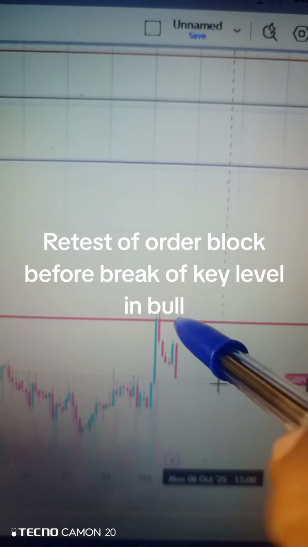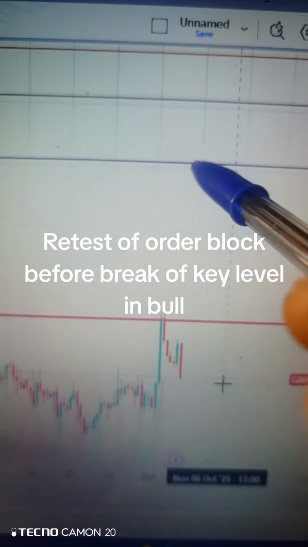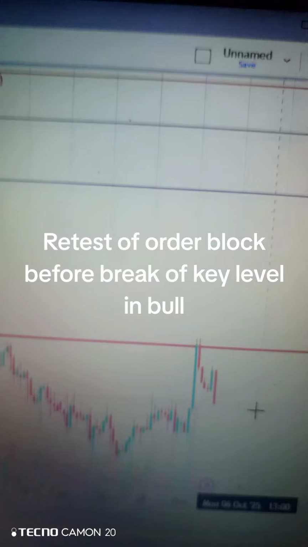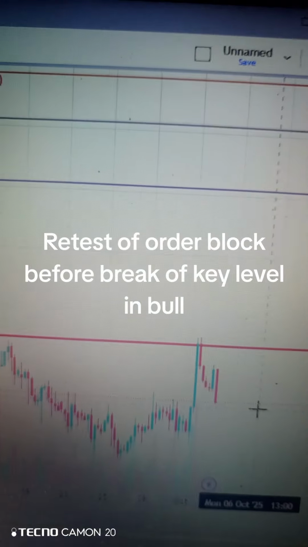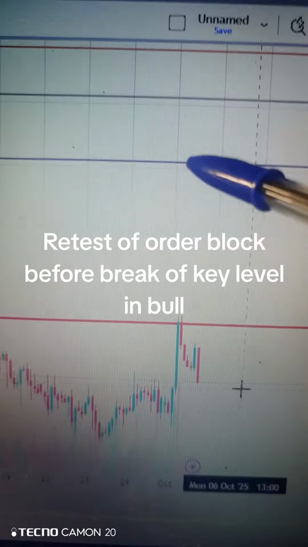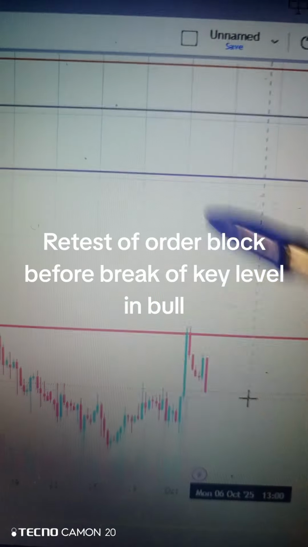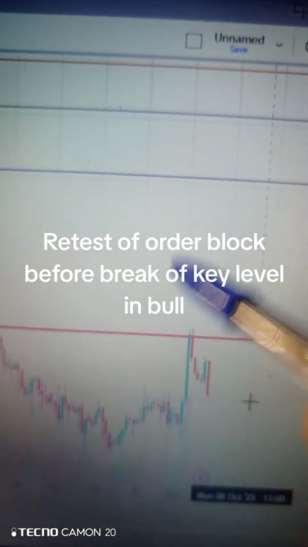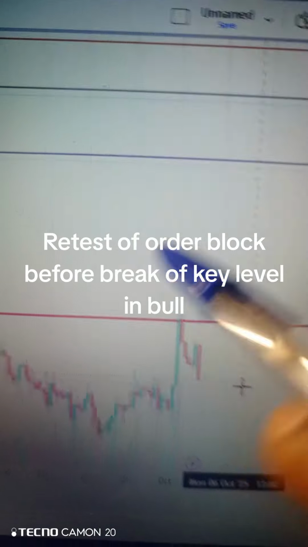But the final destination is this next key level here, which is somewhere around, let me calculate, I think it's somewhere around maybe 150 pips. So if you are using like 0.1 lot size, it is about $150. If you're using 0.01, this is $15, depending on your lot size.